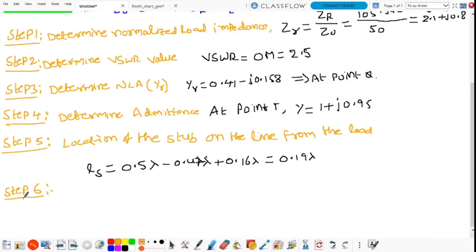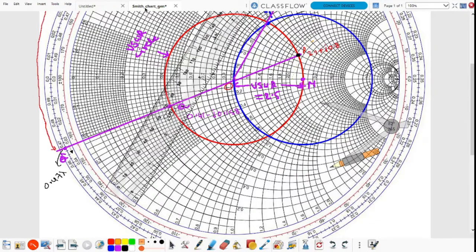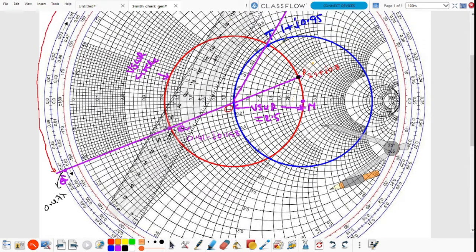Calculate the susceptance of the stub from the Smith chart. How do we calculate the susceptance of the stub from the Smith chart? The susceptance of the stub is equal to the negative value of the susceptance at point T. In the Smith chart, this is point T. At point T, what is the admittance? Admittance is equal to conductance plus susceptance, where the real part is conductance and the imaginary part is susceptance. At point T, the conductance value is 1 and the susceptance value is 0.95.